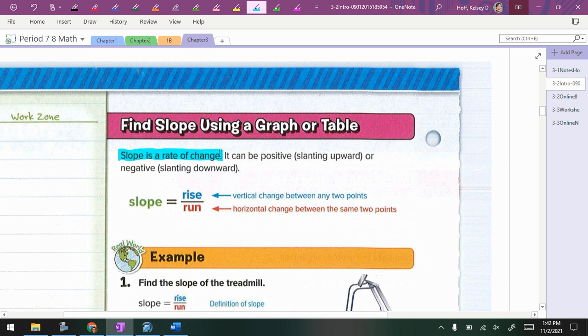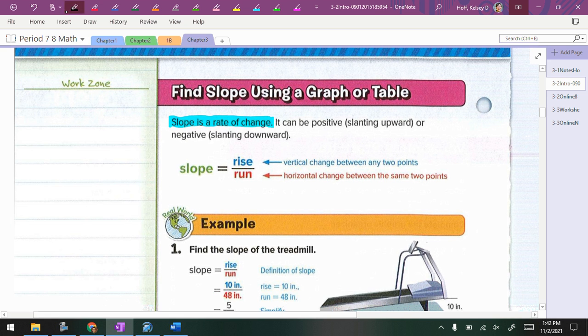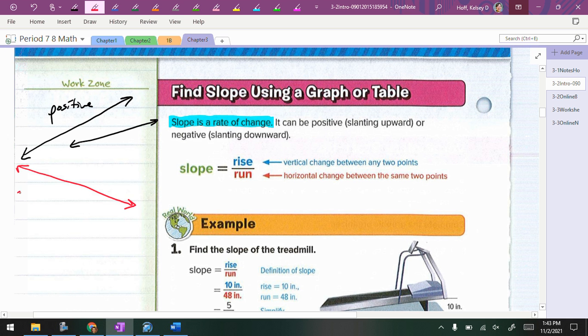Slope can be positive, meaning it's slanting upwards, or it can be negative. Just like you read a book, you always start reading a graph on the left-hand side. So if you look at a line from the left to the right and it's pointed upward, it may not be very steep, but both of those are positive slopes. If you look at a line from left to right and it's pointed downward, again, maybe not very steep, those are going to be negative slopes.